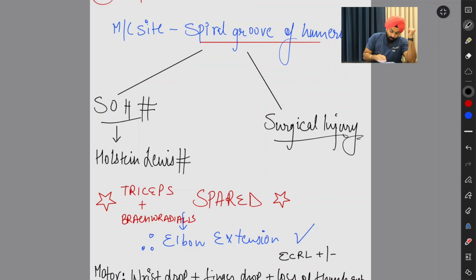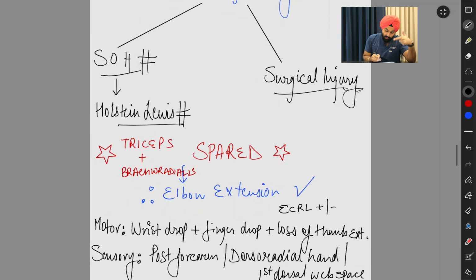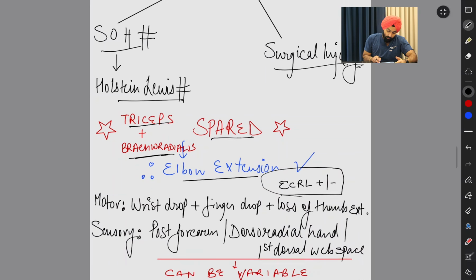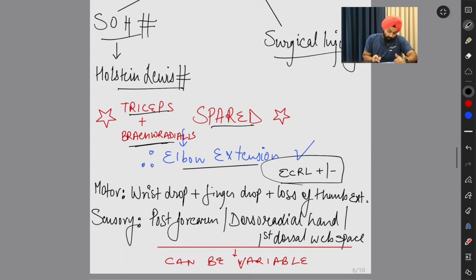So the most common example for the shaft of humerus fractures is the Holstein-Lewis fractures, that is the distal 1/3 of the humerus fractures. So in this case, the triceps and brachioradialis may be spared. So if they are spared, we will have elbow extension. But about ECRL, it's kind of plus minus. It may or may not be there, depending on the site of lesion.